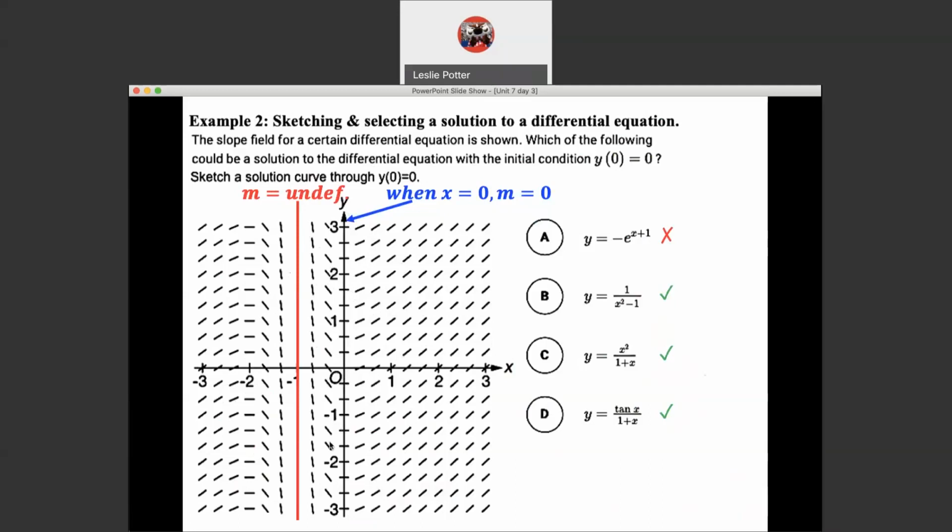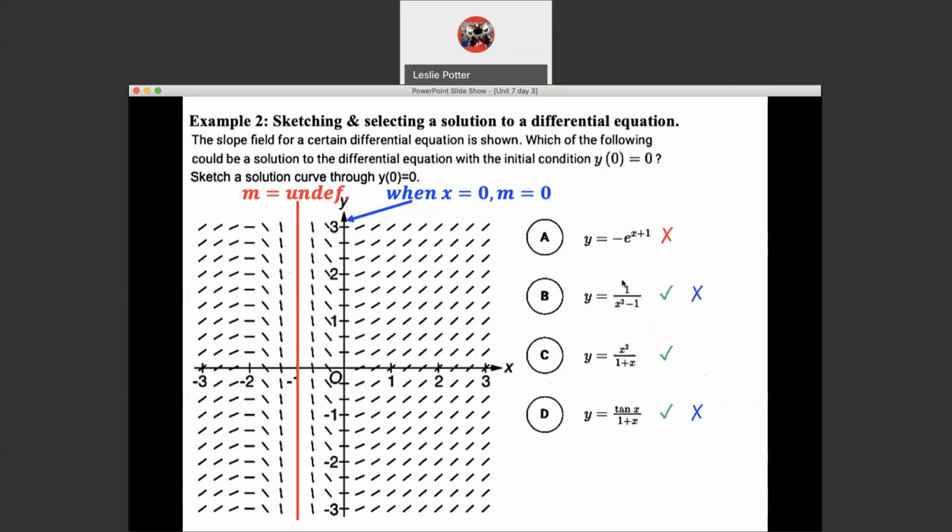We've got something that swoops down, gets flat at the axis, and comes back up. So now the question is, where do we have to draw this general shape? We have to specifically go through the origin right here. Okay, so looking at options then, we can eliminate D because we know that the tangent is asymptotic right here at pi over 2. The tangent of pi over 2 is undefined, and we don't have another asymptote there. So we know we can eliminate tangent.